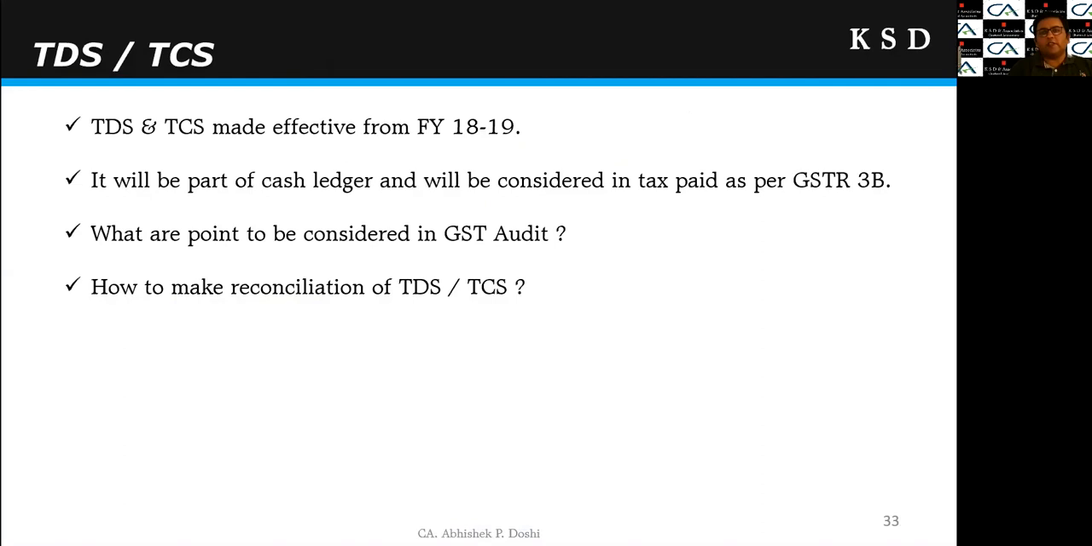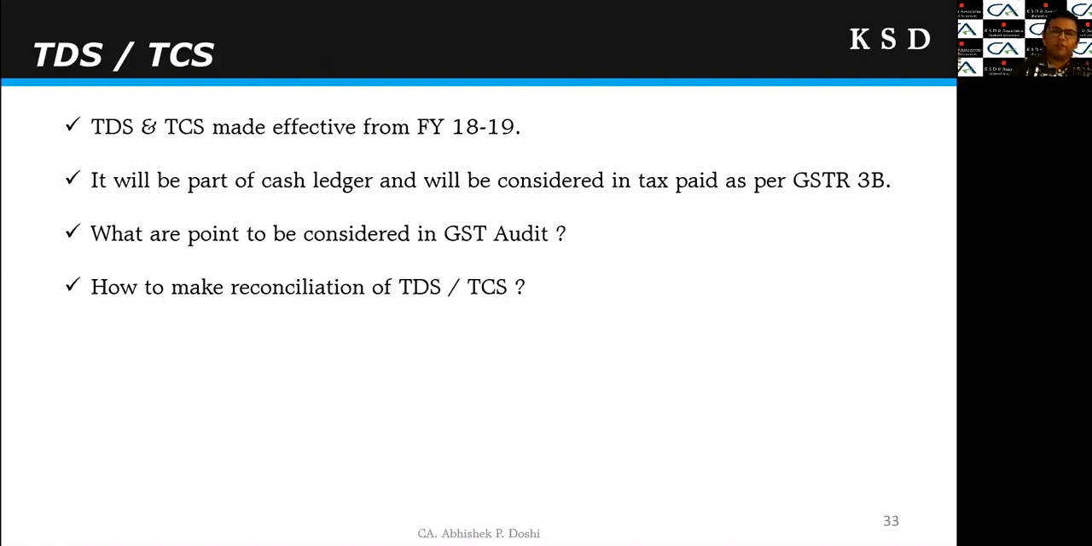So we have discussed the output tax liabilities and input tax credit, and the various scenarios which may arise in FY 1819. And now the last 2 points: TDS, TCS and e-way bill. First we will see TDS and TCS. As we all know, TDS and TCS provisions were made effective in the middle of FY 1819, right? So one can say there is no direct impact of TDS and TCS on GSTR 9 or GSTR 9C, because it will form part of your cash ledger and you can utilize the same towards cash payment, right? So it is directly not affecting GSTR 9 or GSTR 9C.